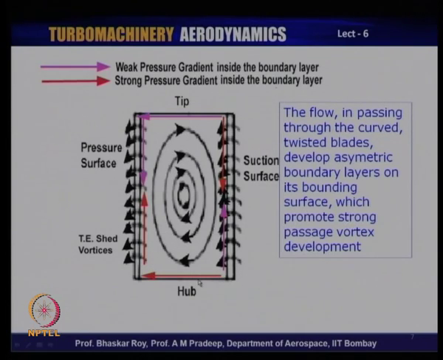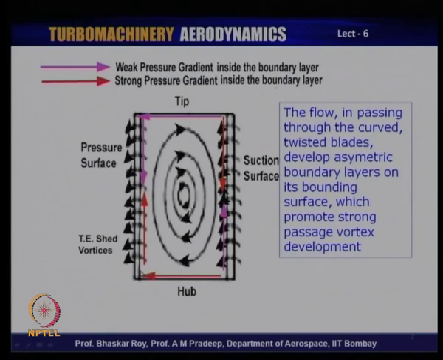Now, to begin with, at the hub, it's a pressure surface. So, the pressure over here would invariably be higher than the pressure over here, and also at the tip, the pressure would be higher over here than over here, because this is the suction surface. But the pressure differential over here and the pressure differential over here are different. This is at the hub, this is at the tip. So, the difference in pressure over here is different from the differential pressure at the hub between the two surfaces.